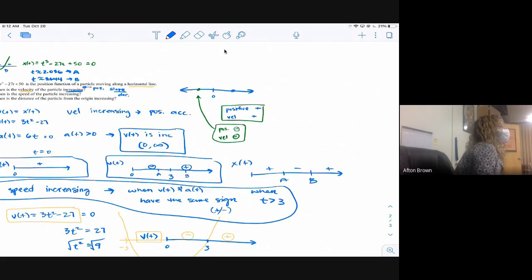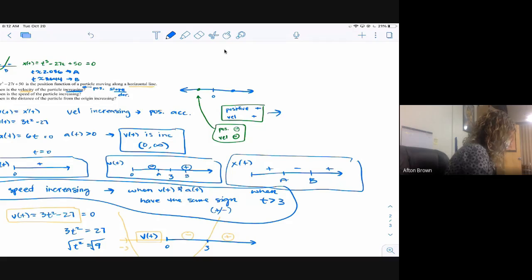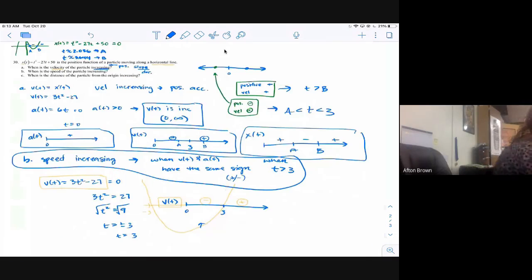So where do position and velocity have the same sign? Where are they both positive? I would say when time is greater than B. If you look at those two, velocity and position are both positive over that interval. Where are they both negative? Between A and 3. I don't know, do you guys believe me? So between A and 3, this one's negative, and A and 3 is somewhere over here. And that's it.